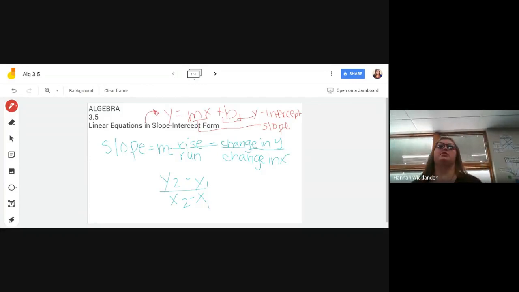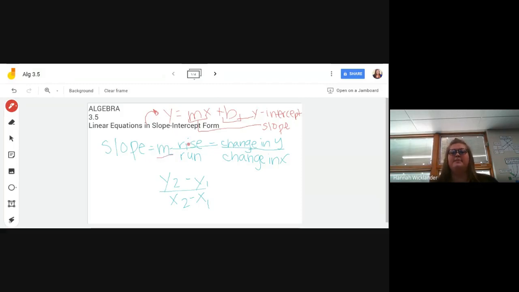So what we're going to do is go over types of slope and how to find slope, and then we're going to work on, given a couple points, how to find the slope, y-intercept, and graph it. But today we're just going to go over slope. So slope equals m in the equation. You can see slope written as m.